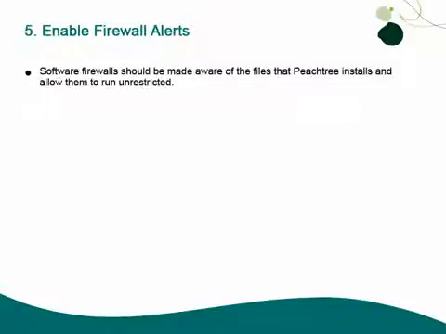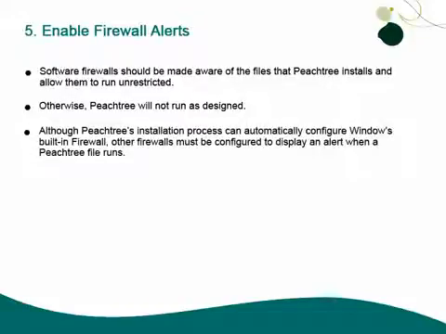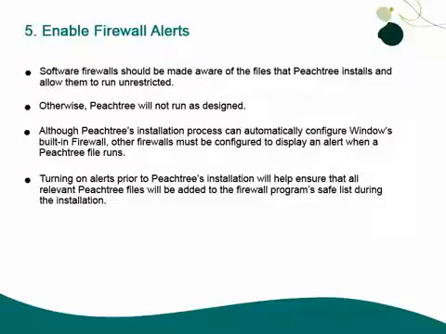Software firewalls running on your system should be made aware of the files that Peachtree installs and allow them to run unrestricted. Otherwise, Peachtree will not run as designed. Although Peachtree's installation process can automatically configure the Windows built-in firewall, non-Microsoft firewalls such as McAfee, Norton, and ZoneAlarm must be configured to display an alert when a Peachtree file runs for the first time on the system. Ensuring that your firewall's alert setting is turned on prior to Peachtree's installation will help you make certain that all relevant Peachtree files are added to the firewall program's Safe Programs list during the install.